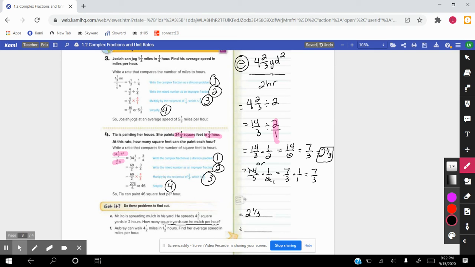Sorry, rereading what I wrote. How many square yards can you mulch per hour? 2 1/3 yards per hour.